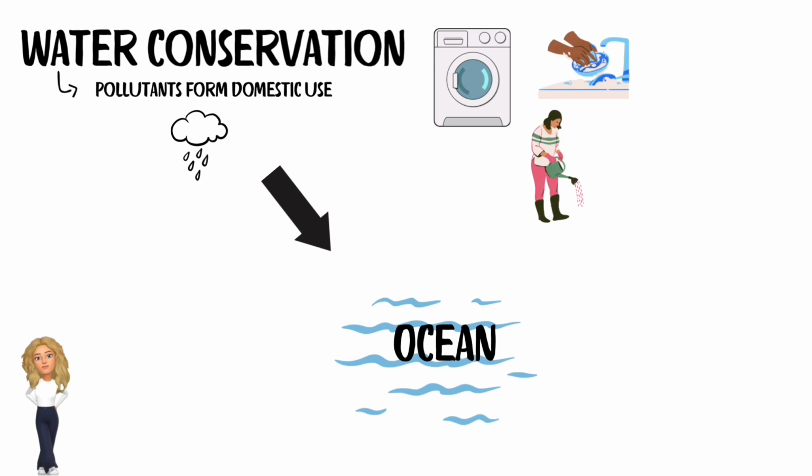Secondly, water conservation is crucial. When water is excessively used at home, it often carries pollutants from domestic activities such as washing, lawn watering, etc. These pollutants include chemicals, oil, detergents, and fertilizers that can be carried by runoff into waterways and ultimately into the oceans. By reducing water consumption at home, we also reduce the amount of pollutant runoff, which can help prevent coastal pollution and dead zone formation.